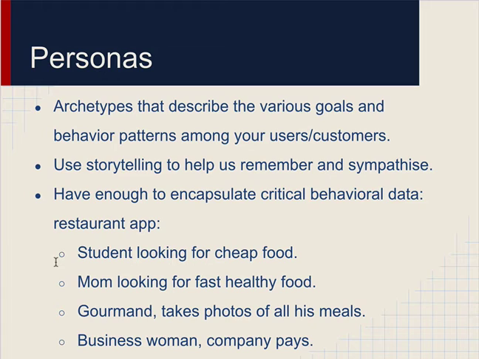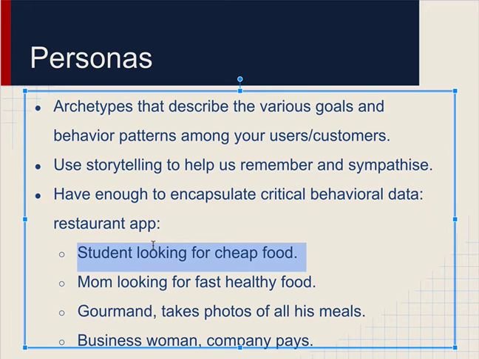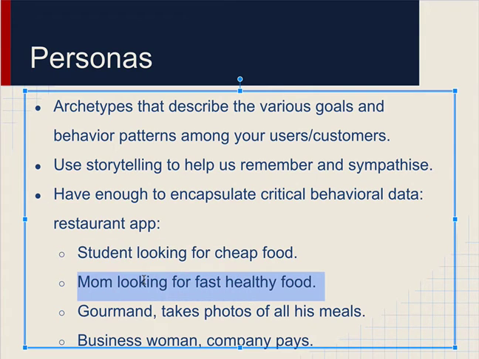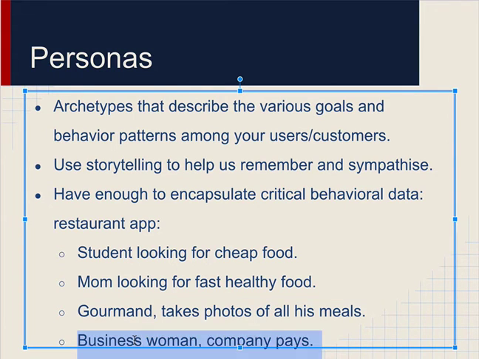You want to have different personas for different users, right? So let's say you're building a restaurant app. You might have one persona which is a student looking for cheap food. Another one might be a mom looking for fast and healthy food. Another one might be a gourmand, the kind of person that takes photos of all his meals, and he's going to use your app. You might also have a businesswoman who's on the company credit card, so she might use your app in a different way. So that's the idea, right?